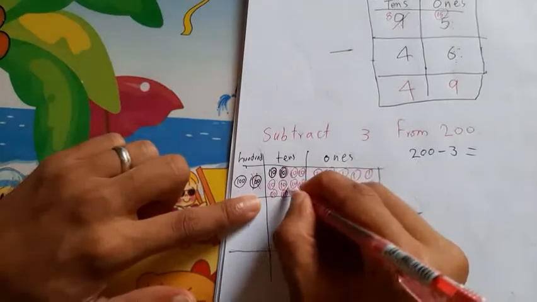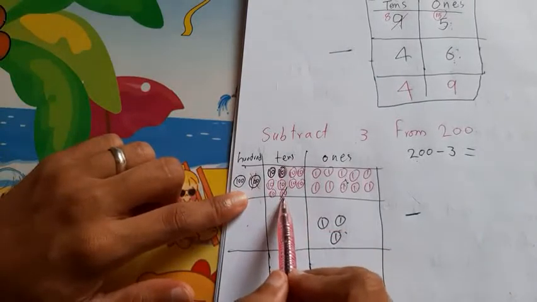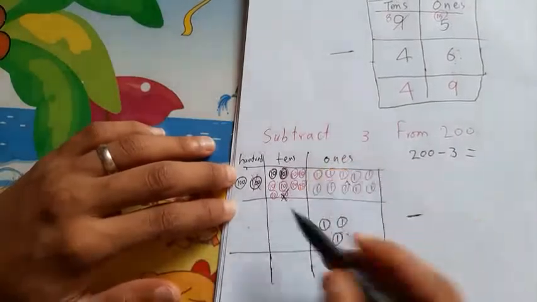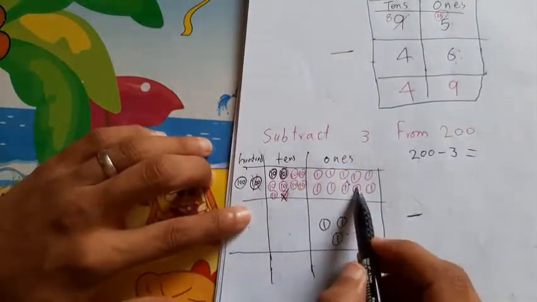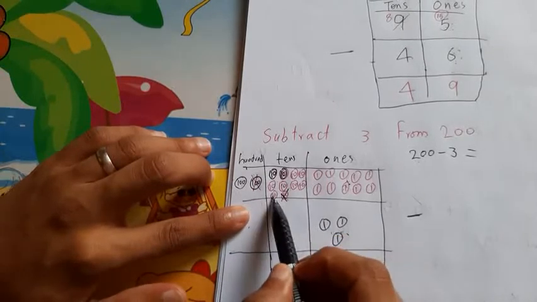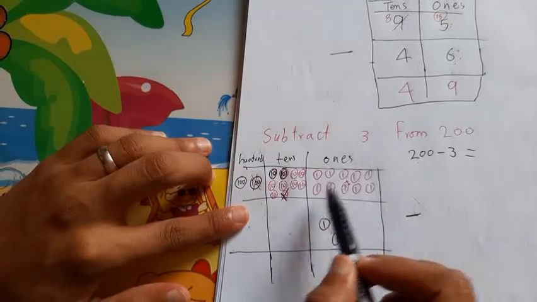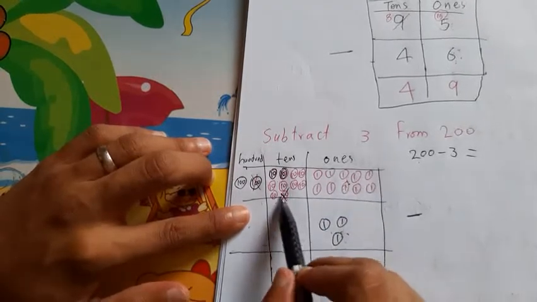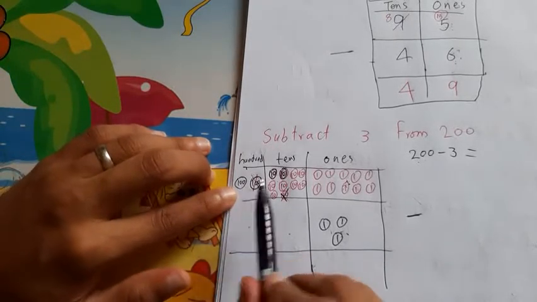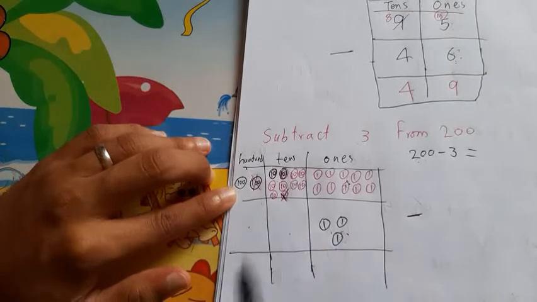I took one, okay? Then how many tens here? This 10 is no longer here because I took it and put it here. So I got 1, 2, 3, 4, 5, 6, 7, 8, 9. 9 tens, okay? How many ones here? 1, 2, 3, 4, 5, 6, 7, 8, 9, 10. Because I took this 10 and put it here. And here I have only 100 because I already borrowed this 100 and put it here.